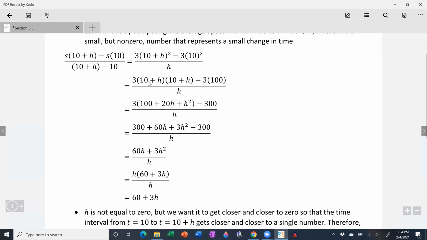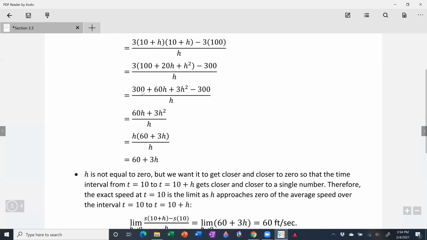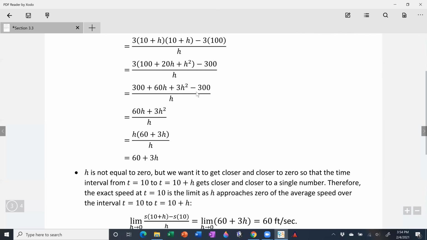and FOIL it out. So I have it written twice there. We can start simplifying some of these numbers. If we FOIL out 10 plus h, we get this expression. Go ahead and distribute that 3 in after you're done with that. And then we get all of this.